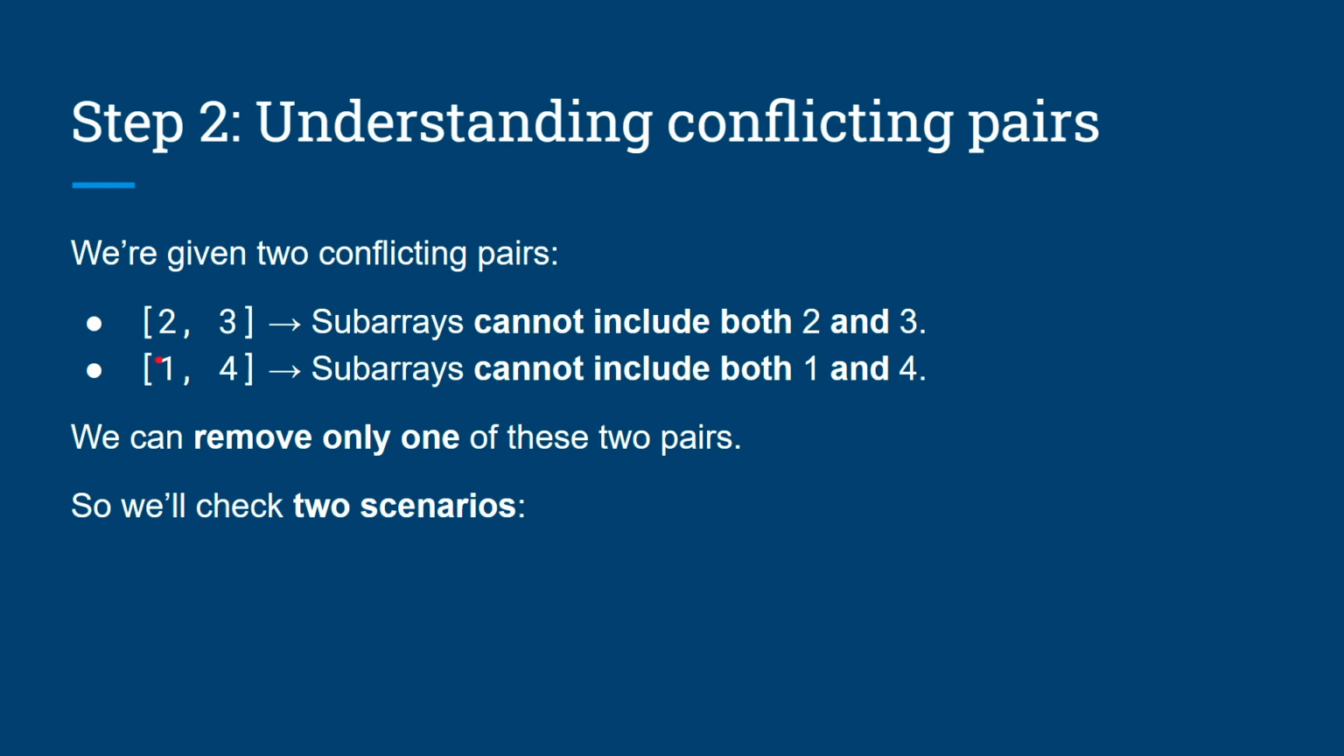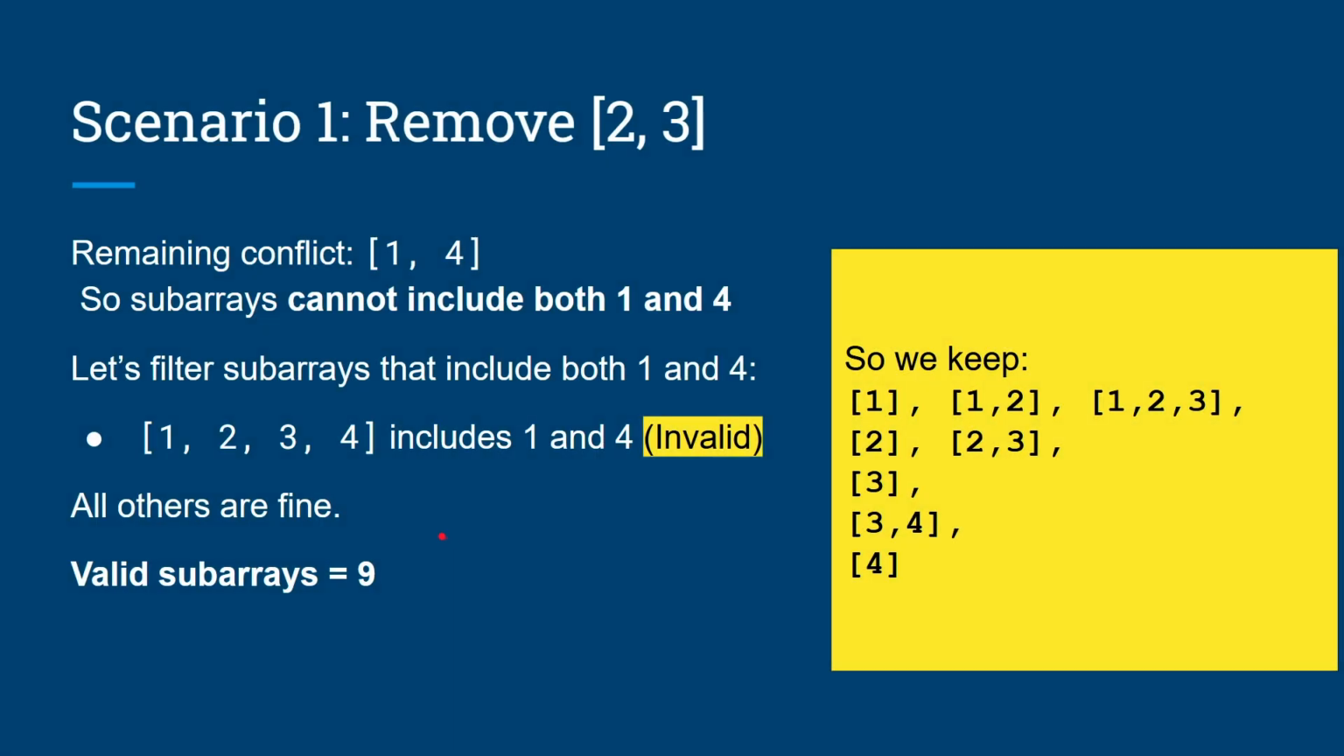So these are the conflicting pairs, out of which we remove only one. Either you remove 2 3 or 1 4, right? So there will be two scenarios, and we will check both. The very first scenario is when we remove 2 3. What will happen? The remaining conflict is 1 4. So the subarray cannot include 1 4, correct? Because this is a conflict. We will not include 1 4 in the subarrays.